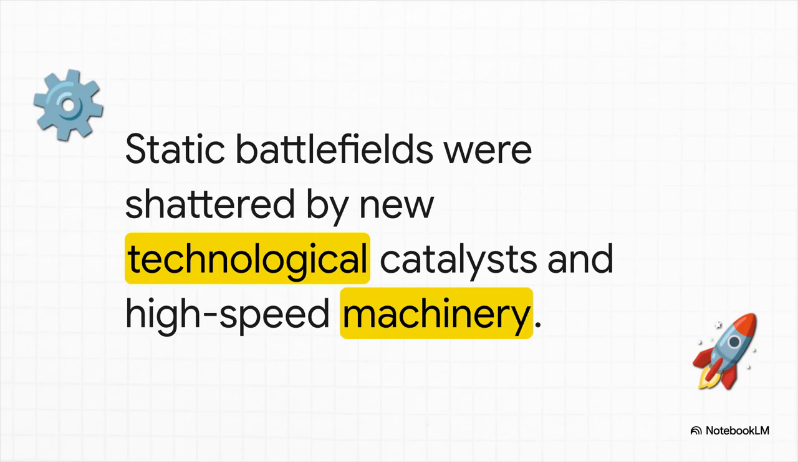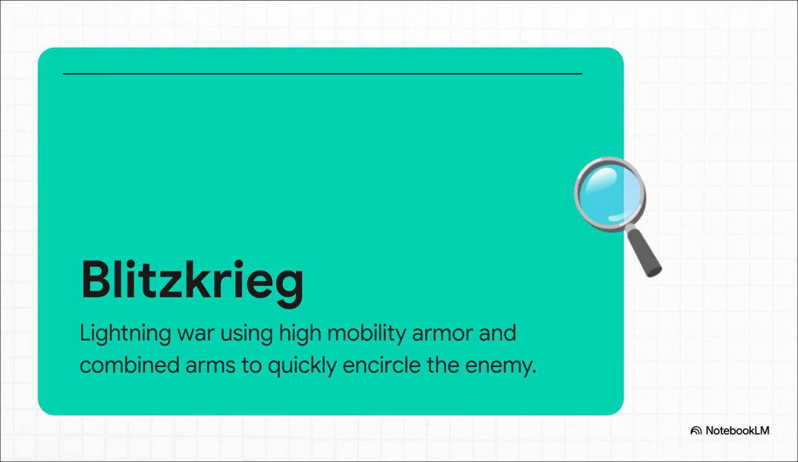The actual machinery of war had evolved at a terrifying speed. The traditional battlefield strategies that commanders had relied on for decades were about to be completely shattered. Enter Blitzkrieg, or lightning war. And this wasn't just some new weapon. It was an entirely new military doctrine. It relied on extreme high mobility, brilliantly integrating air support with concentrated, incredibly fast-moving armor to rapidly flank and totally disorient the enemy.